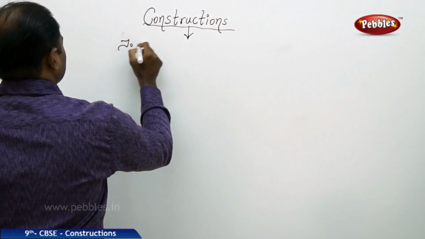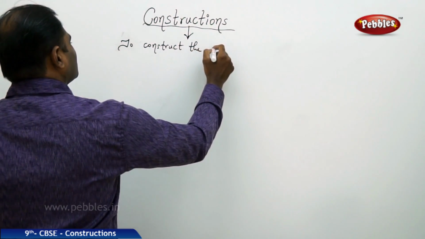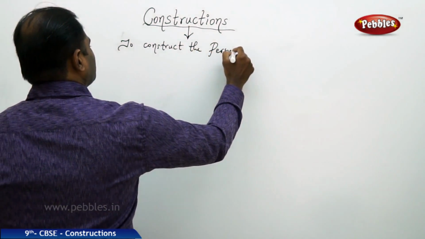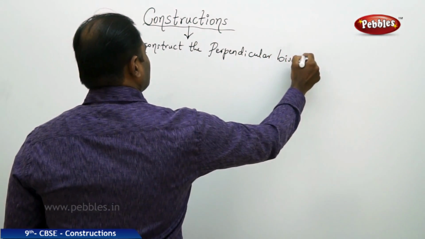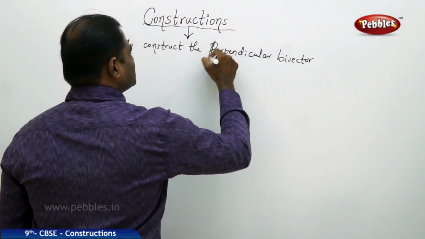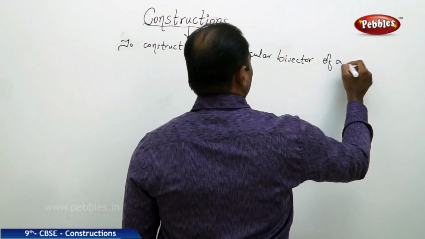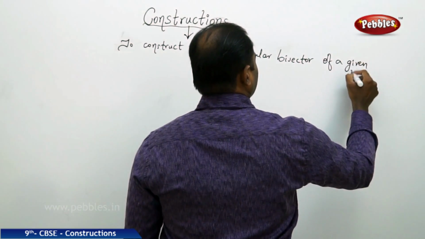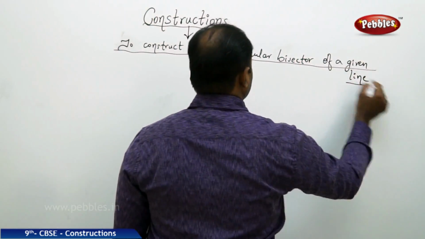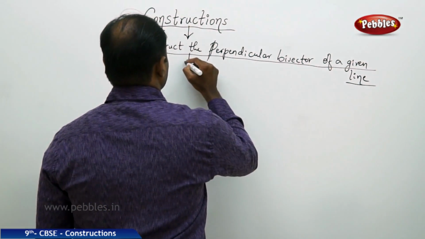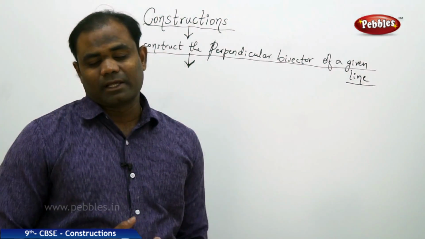To construct the perpendicular bisector of a given line.